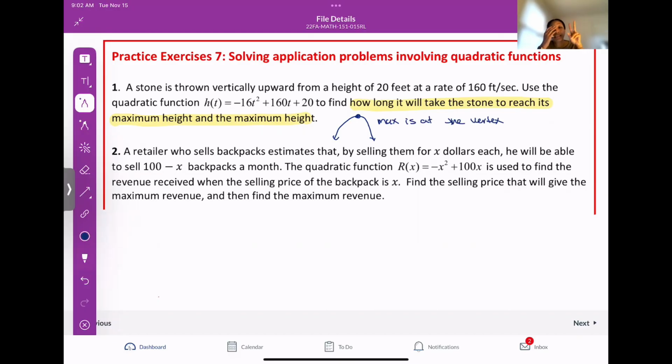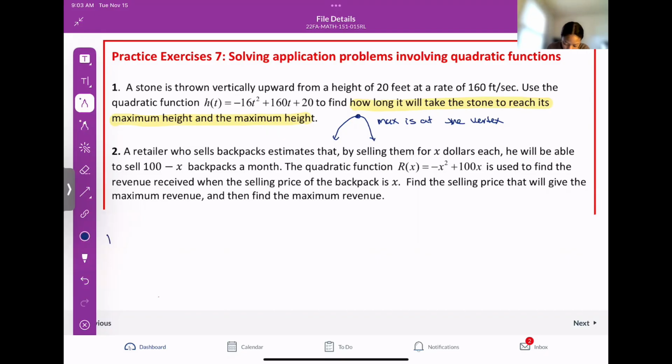Okay, but the vertex is a point. We're asked for a time and a height. So how can we take the coordinates of that point to figure out the time and the height? Remember the inputs here, the t values, are our times. So the input, or the t coordinate of the vertex, tells you the time, and then the outputs give us the height. So the h coordinate of the vertex will give you the height. Okay. Input gives you the time, output gives you the height. But essentially, we need to find the vertex here.